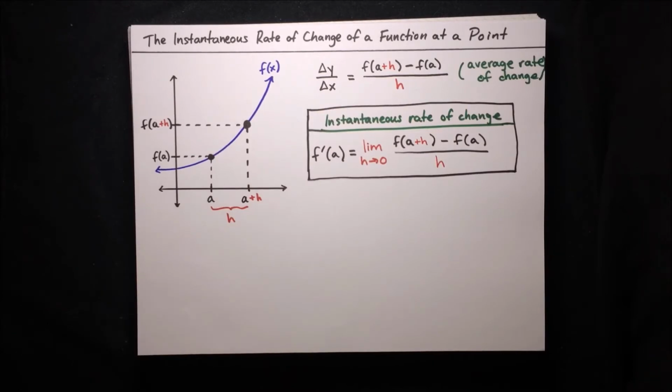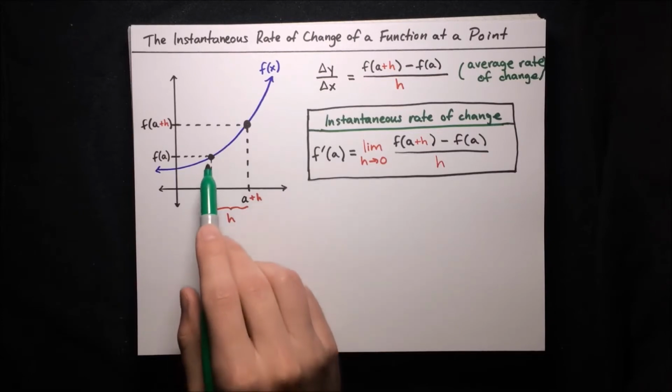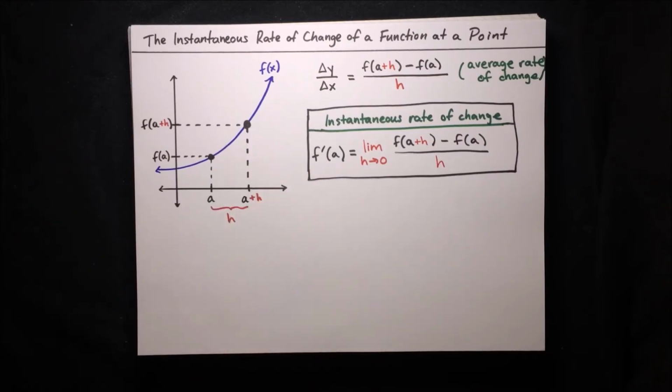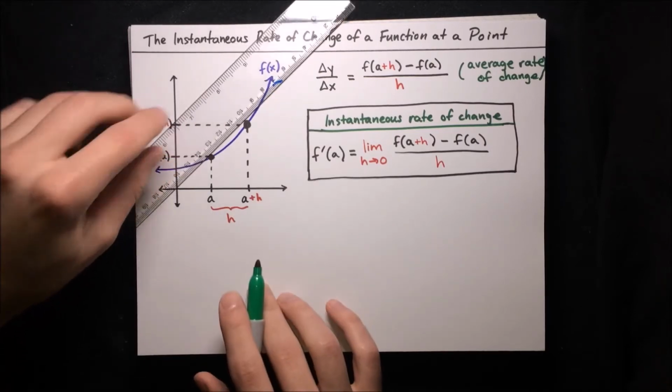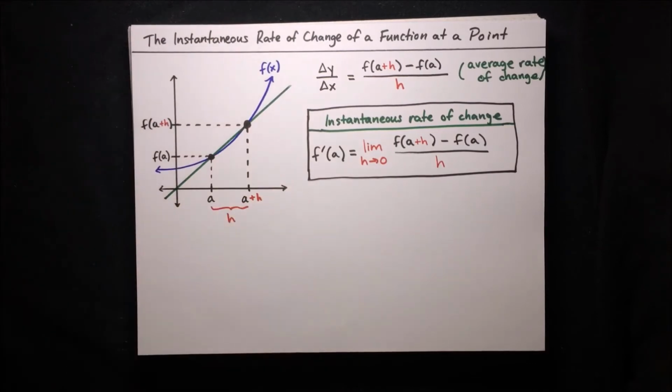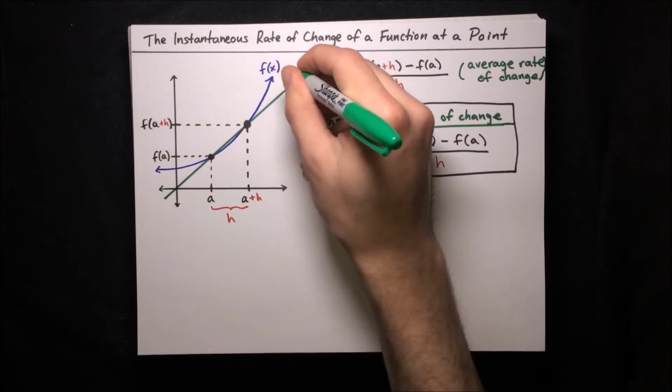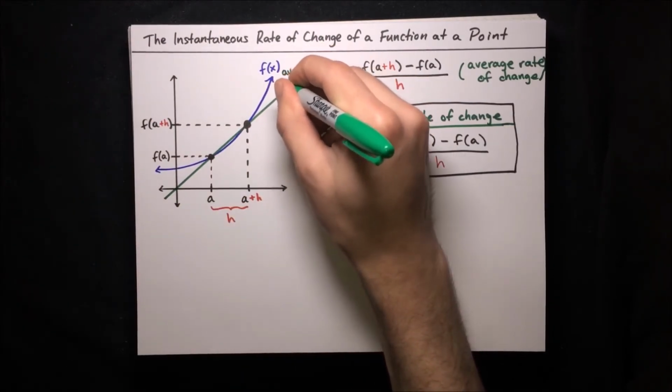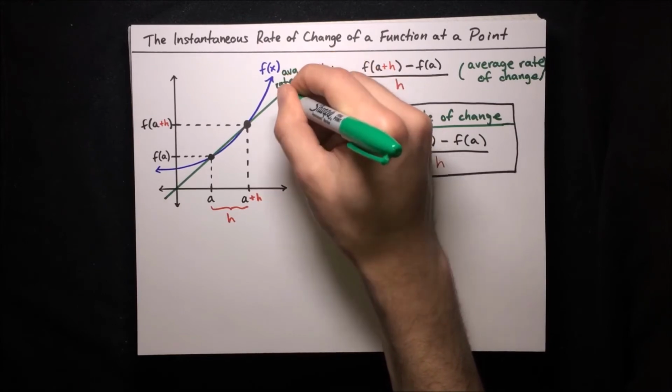The instantaneous rate of change also has a graphical interpretation. And to see this, first notice that the average rate of change is just the slope of the secant line through our point at a and another point which is a distance of h units forward from a. Let's go ahead and draw in that line. We'll label it as the average rate of change.